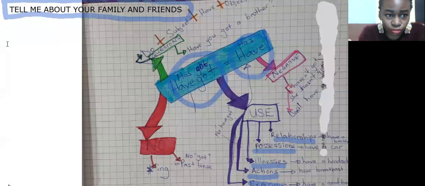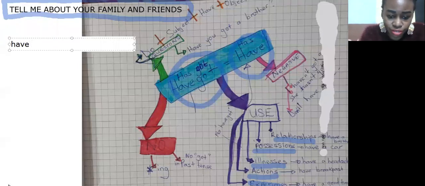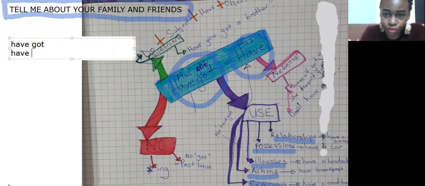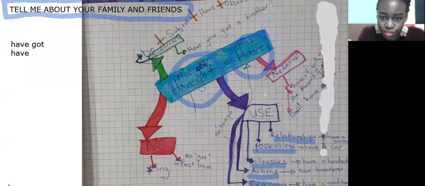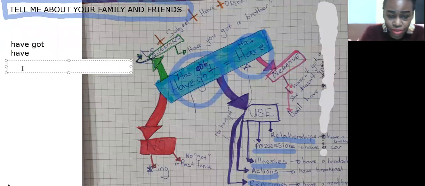So, have got, have, for example, for relationships. For relationships, when do we use have got? Or have? We use it for relationships. Relationships, for example, brother.